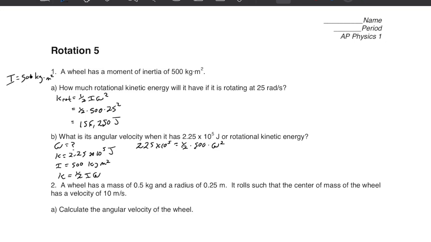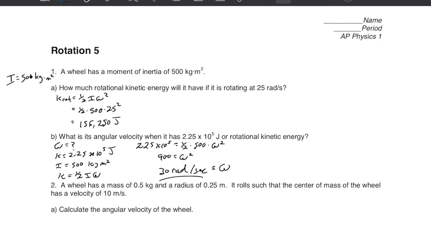Once we put that into a calculator, we would have 900 is equal to omega squared. Don't forget we're looking for omega, not omega squared, so we're going to take the square root of 900, and that should be 30 radians per second, the unit of omega, or rotational velocity.